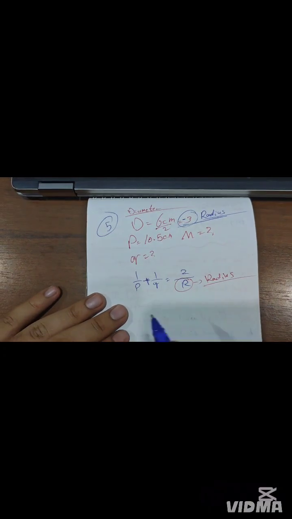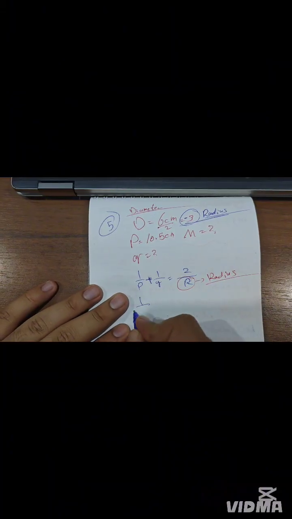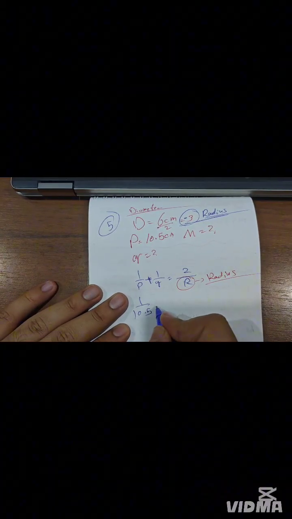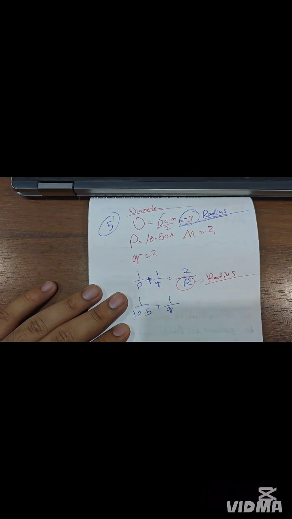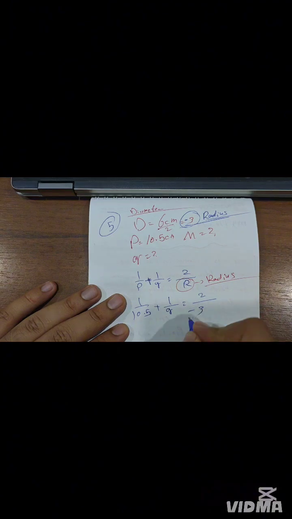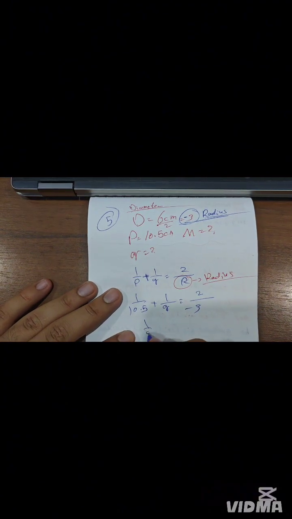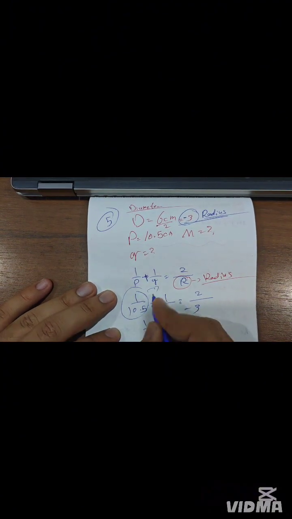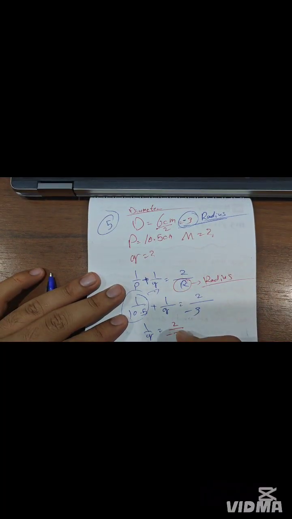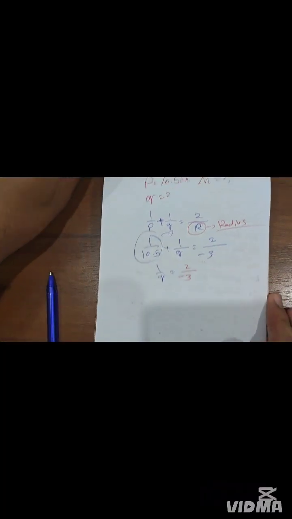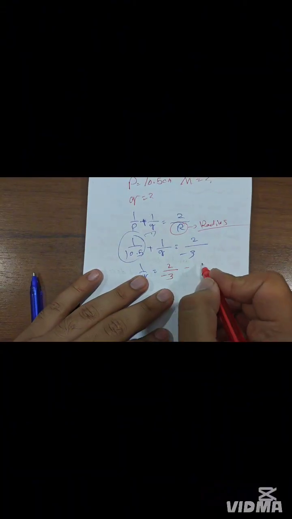Yeah, let me solve the next question. With the value of P we have 1 over 10.5 plus 1 over the value of Q. We want to find the value of Q, equal to 2 over the value of R, negative 3. Bring down 1 over Q. Take this fraction to the right side: 2 over negative 3, take it to the right, will be negative 1 over 10.5.